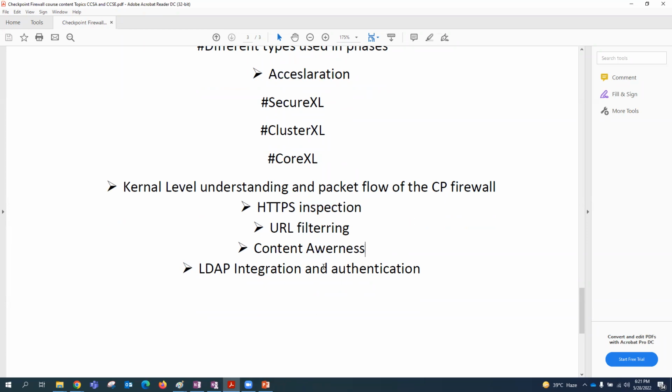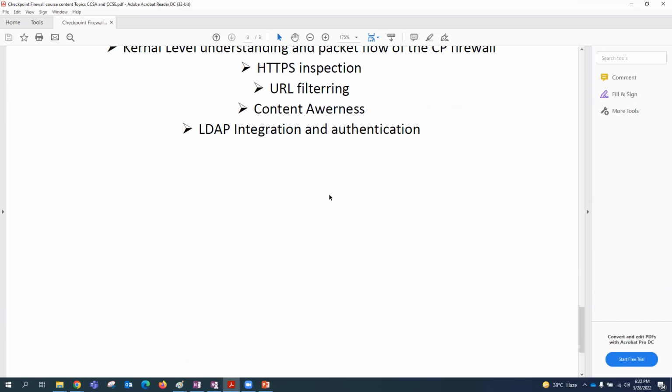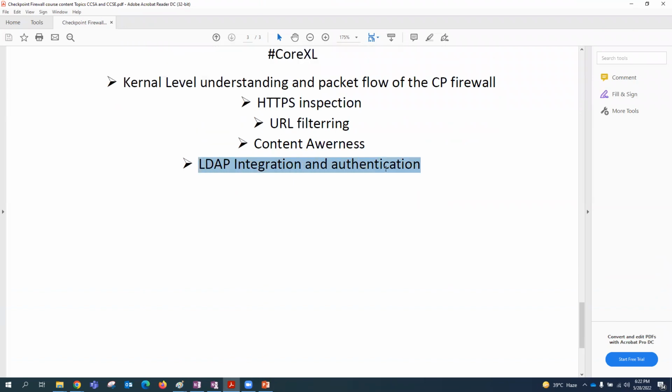Content awareness means you are applying security such that, for example, nobody from my organization can share an Excel file. That is content. How will your firewall understand that this is an Excel file? We'll tell the firewall through the content awareness blade, right? And last but not least, the LDAP integration, Lightweight Directory Access Protocol, the AD integration with your firewall. So right now, if you talk about policy creation, there are two types of policy creation.